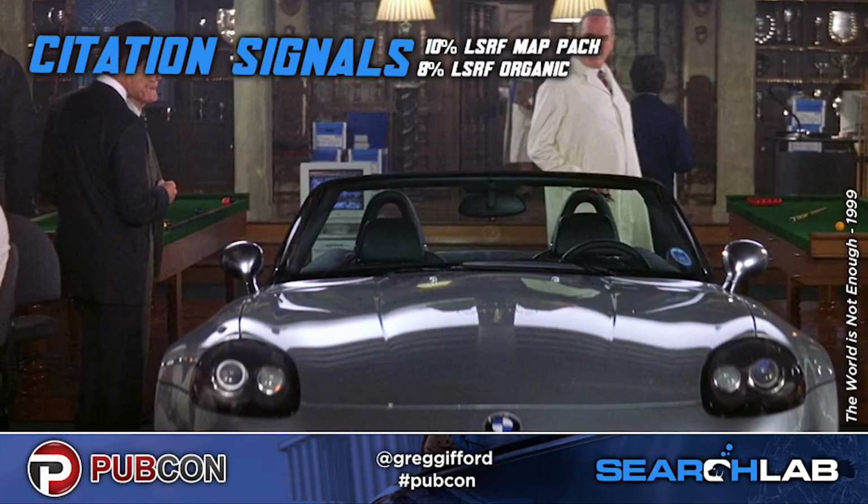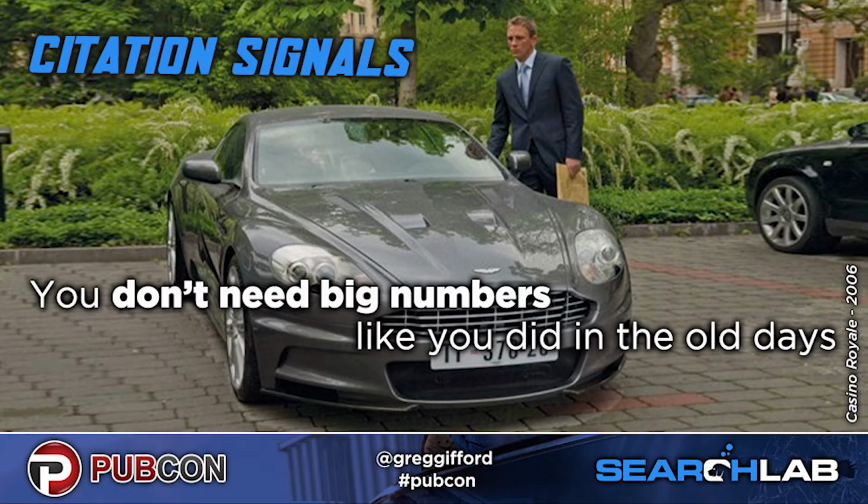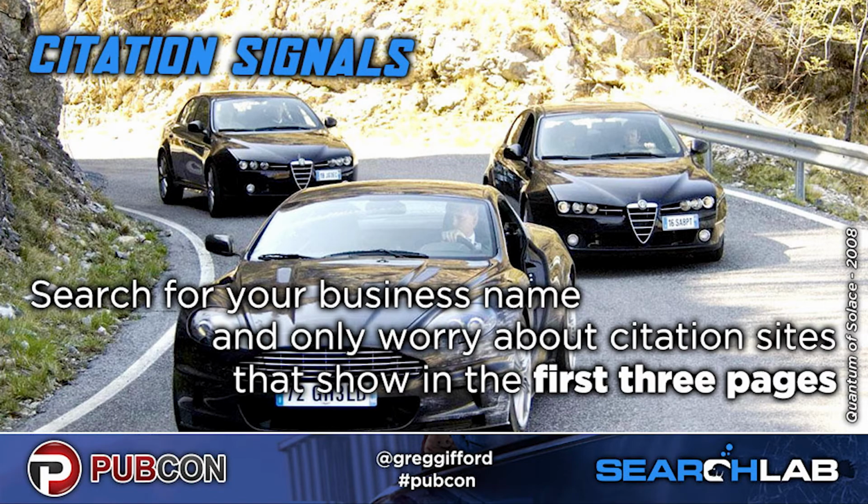Moving on to citations, which used to be a really big deal in local search, and now they're really just kind of table stakes. It's a foundational signal, and it's really not as important as it was even just a few years ago. You don't need the big numbers of citations like you did in the old days. In fact, you really just need a couple of sites. We really tell people to just worry about the citation sites that customers might potentially see. So if you do a search for your business name in Google and look at any citation sites that show up in the first 3 pages of search results, that's really all you need to be worrying about.